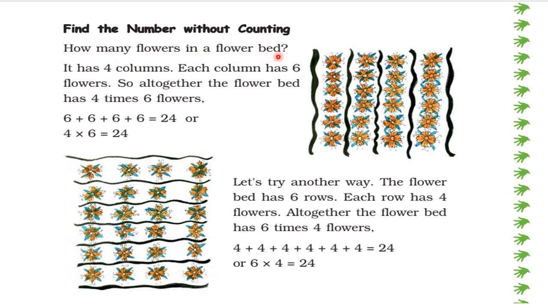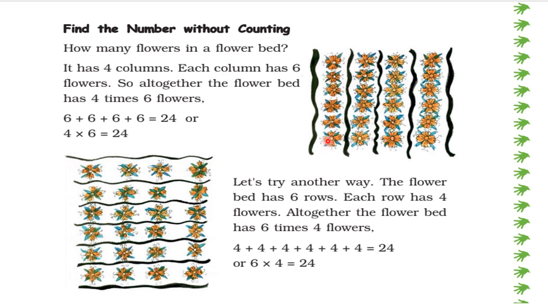How many flowers are in the flower bed? It has 4 columns. Each column has 6 flowers. So, altogether the flower bed has 4 times 6 flowers. Children, just see, these flowers are arranged in standing lines. Can you see? These are in standing lines. So, these are called columns. Okay? So, in each column, how many flowers are there? Count 1, 2, 3, 4, 5 and 6.